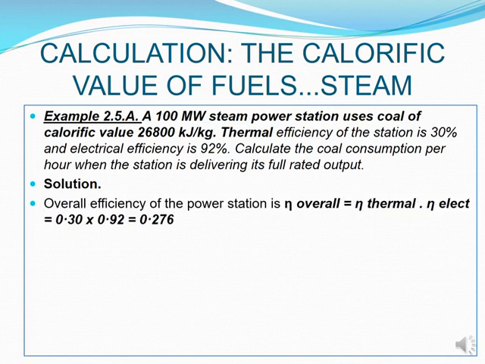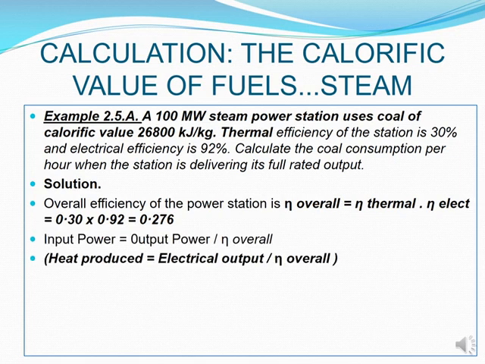So we start by finding the overall efficiency of our power station, and that will be by multiplying the two efficiencies that you're given, the 30% and the 92%, and you get 0.276. After that, we know that with your overall efficiency, your input power should be equal to your output power over that overall efficiency. So we take the power and relate it to the energy. Instead of your input power, we say there is a heat produced, and instead of your output power, we say it must be equal to the electrical output, and then we divide by that overall efficiency.